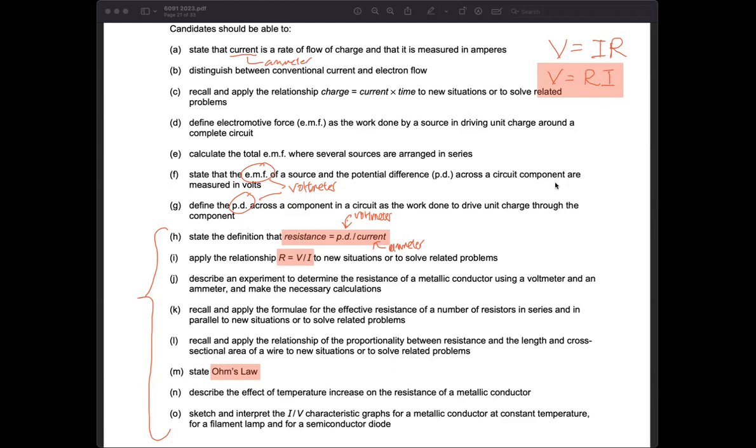What is the definition of resistance? Can you see down here? The definition is this formula. How do you write it in words? So you can write it down like this.